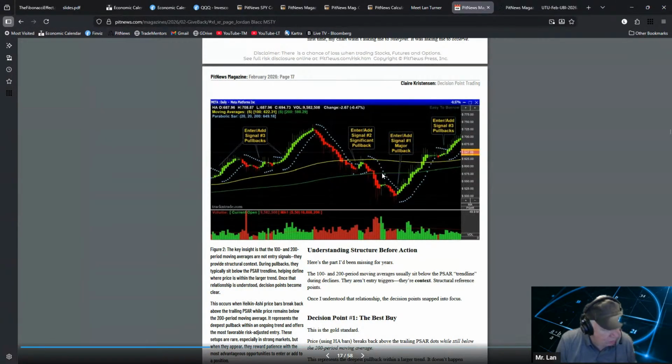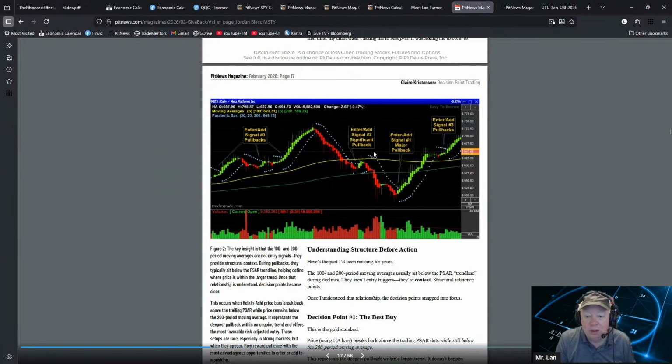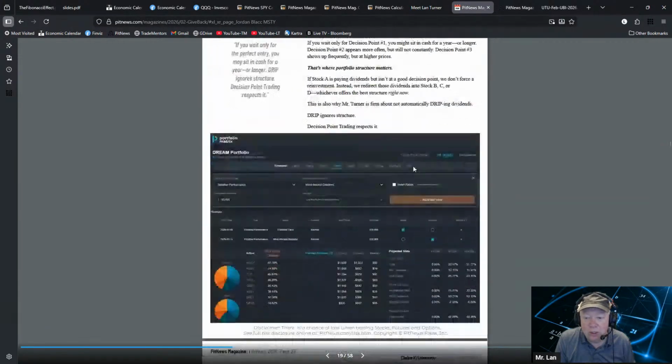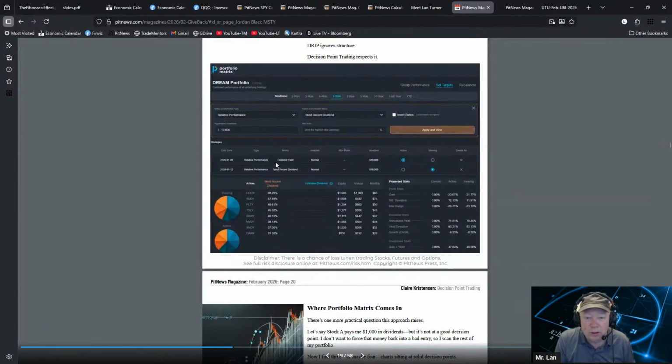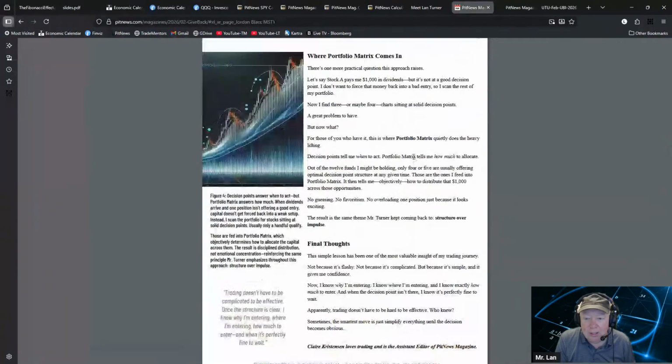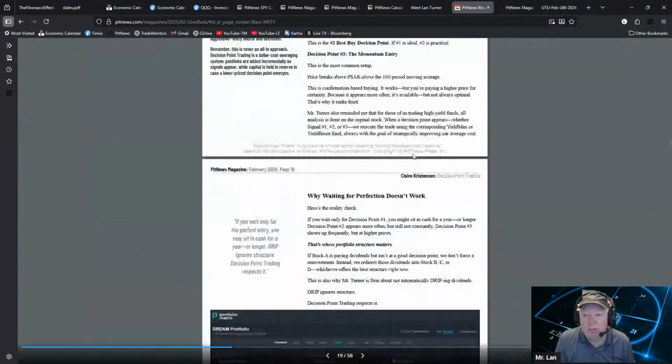So I tried to simplify it for Claire, and she wrote an article about how I told her to do it. And it's all right here in Pitt News Magazine. It teaches you with all the signals and everything and how to do it. And then, of course, we went into portfolio matrix and talked about that. And that's the article. So I want you to come and read this article from Claire.